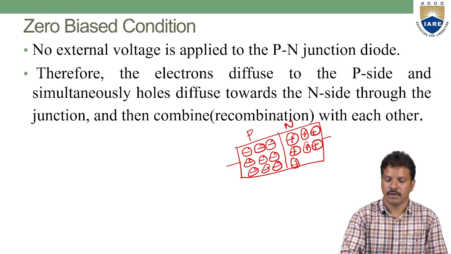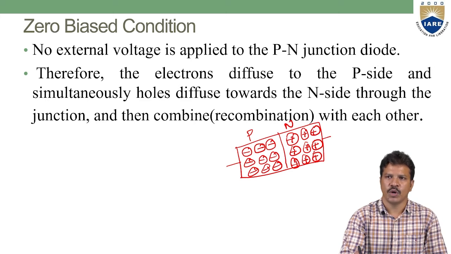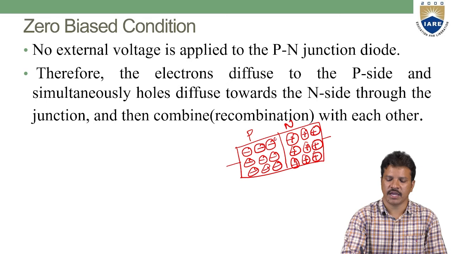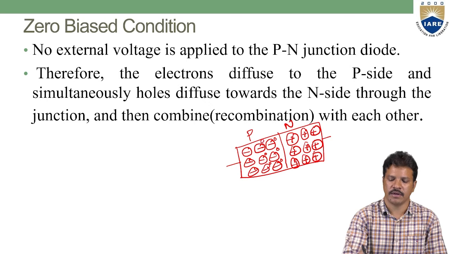So here, the plus with a circle represented on the n side can be represented as the donor ions, and the minus with a circle on the p side represents the acceptor ions. The acceptor ions have majority carriers of holes. We know how these holes are represented in atomic structure.